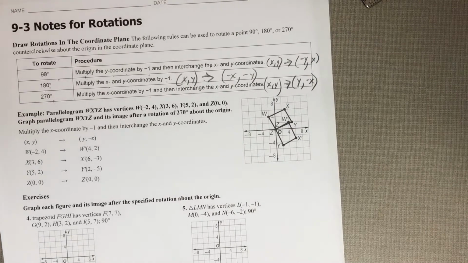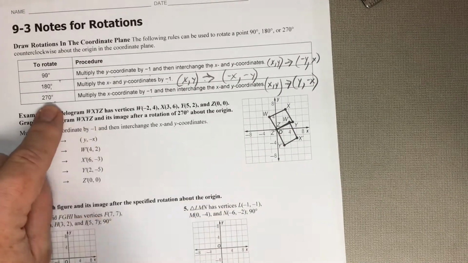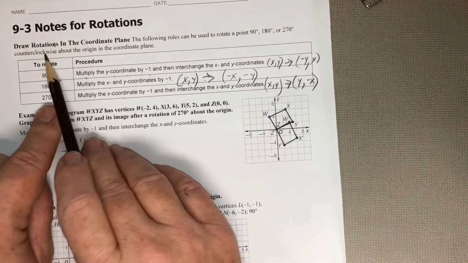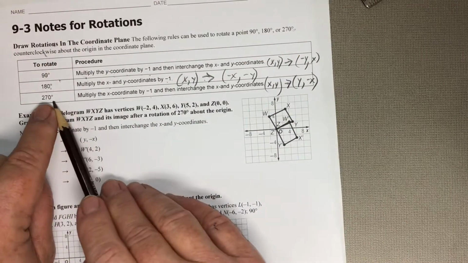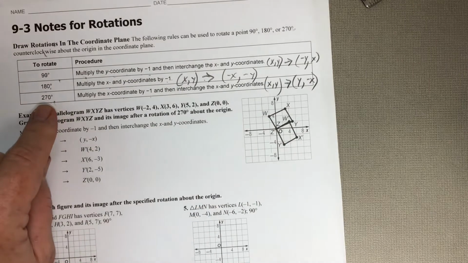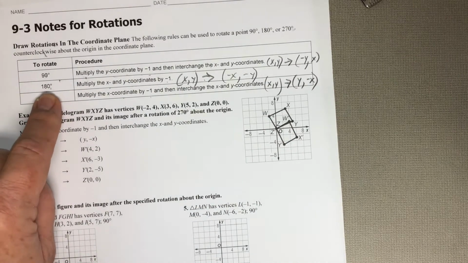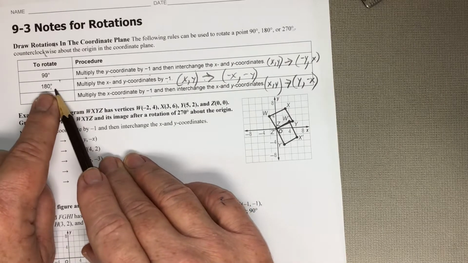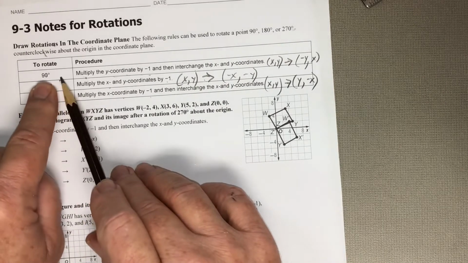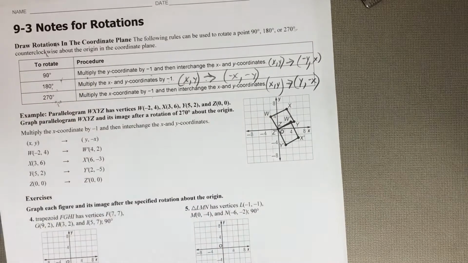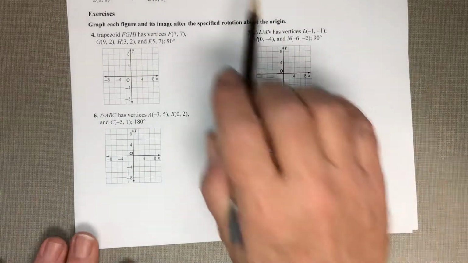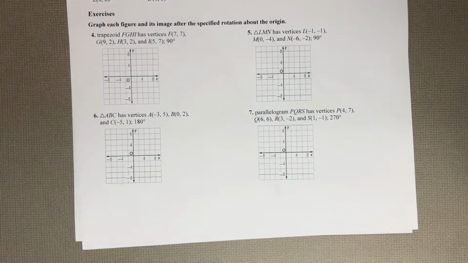Now, please be aware that positive rotations always go counterclockwise. A 270-degree rotation is equivalent to a negative 90-degree rotation. 180 degrees is the same thing as negative 180 degrees as well. 90 degrees is the same thing as negative 270 degrees. So there are many ways you can change these and make compositions of these. Now, let's go down and do these exercises below. I'll let you look at that first example on your own. Let's do example number 4 next.